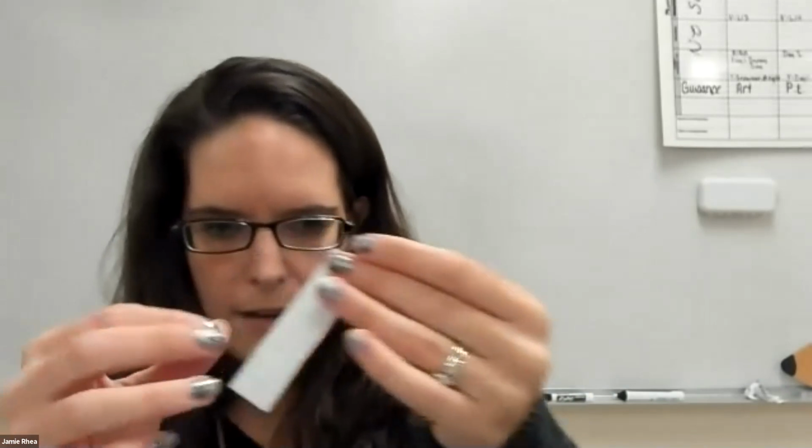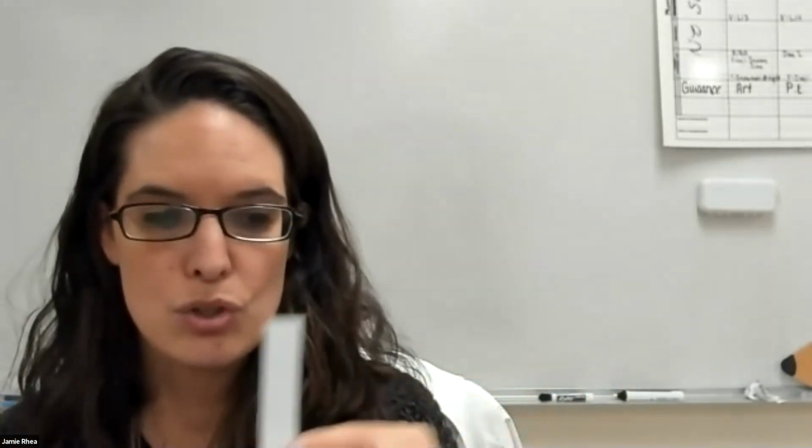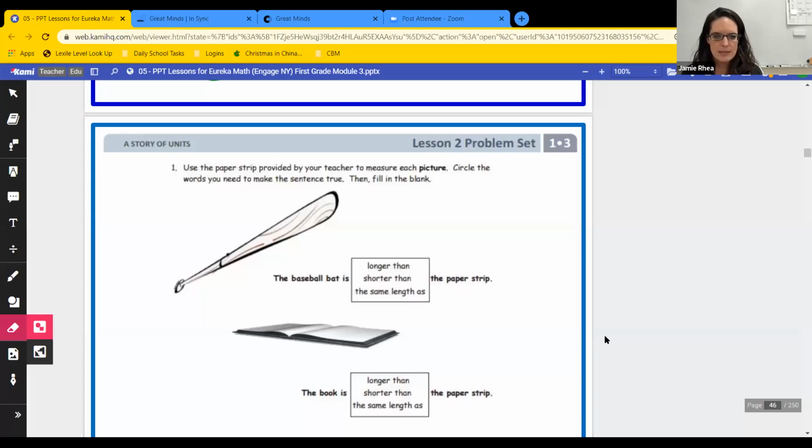So you'll have 9 lines on this paper. This is 9 centimeters. This is what you're going to use to measure your work today. So let's look at what it wants us to do. It says use the strip of paper provided by your teacher to measure each picture. We have our 9 centimeter line paper. Circle the words you need to make the sentence true, then fill in the blank.